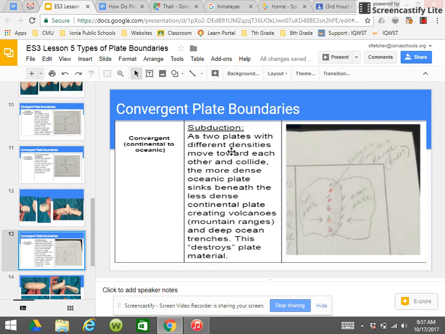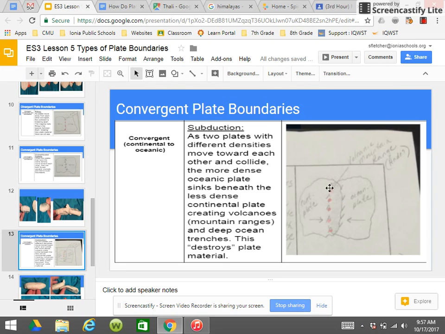The biggest thing with this one though, because we do have the densities different, and we have oceanic crust and continental crust that come in contact with one another and they collide, that oceanic crust is going to be more dense. The continental crust is going to be less dense. So when they collide, the oceanic crust is actually going to sink underneath the continental crust.